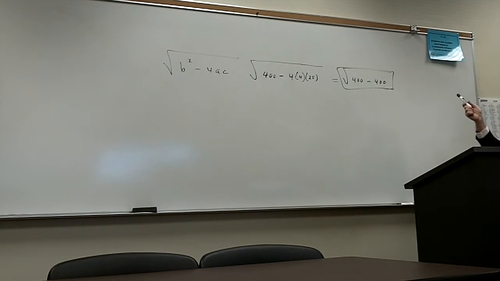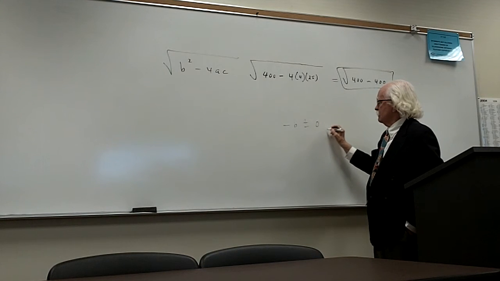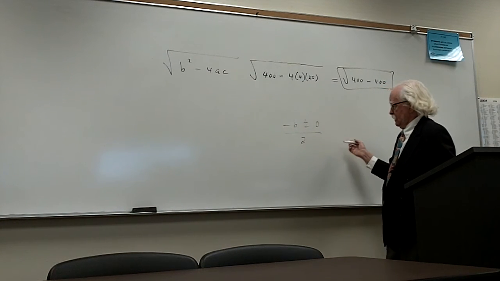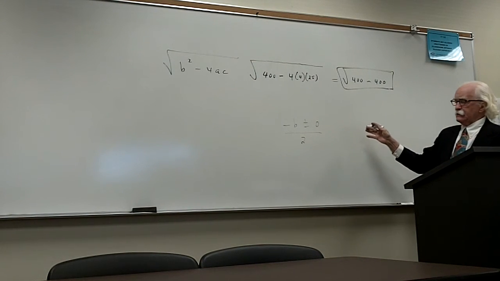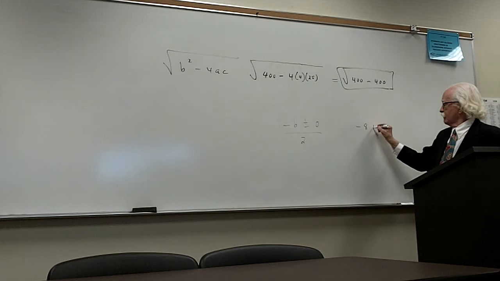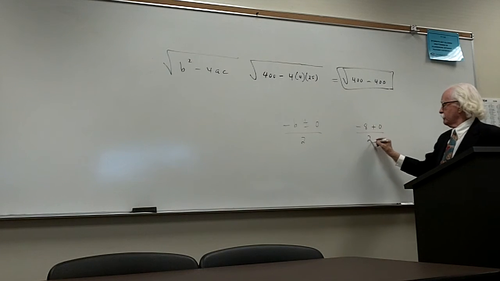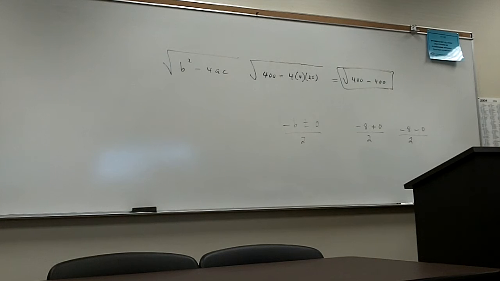What does that mean when you get a 0 under there? It means this: minus b plus or minus 0, divided by 2. If b is 8, then you got minus 8 plus 0 divided by 2, and minus 8 minus 0 divided by 2. That's the same answer. There's one solution. Now, it's going to tell you one real solution, but that one real solution is a repeater.